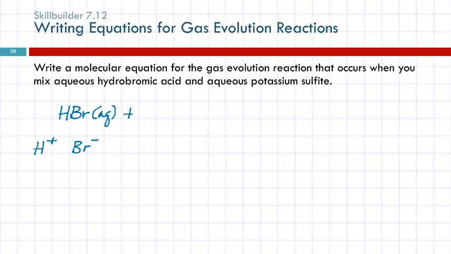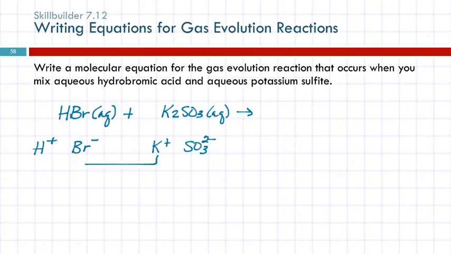And then aqueous potassium sulfite. So potassium is K+. Sulfite is the light version of sulfate, so it's SO3, same charge. So this is K2SO3, and that's aqueous. We're going to swap partners and see what happens.